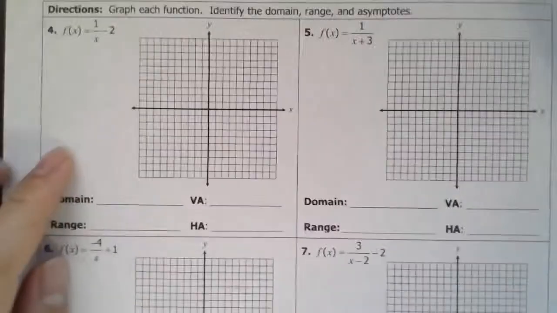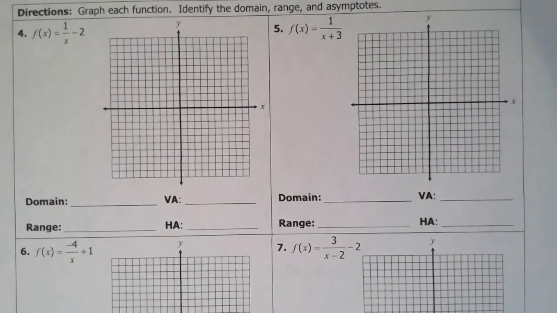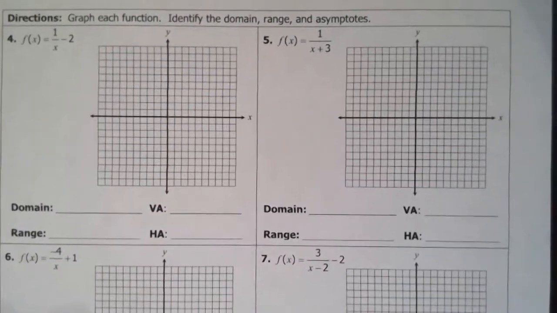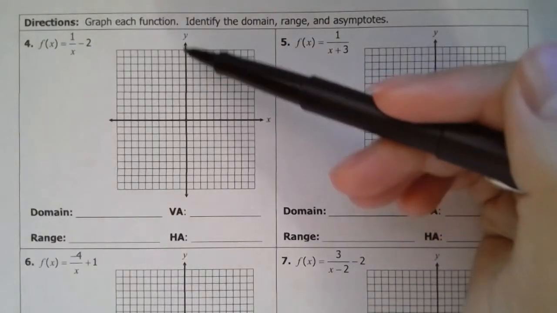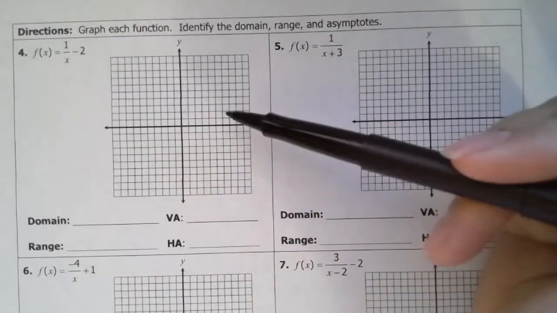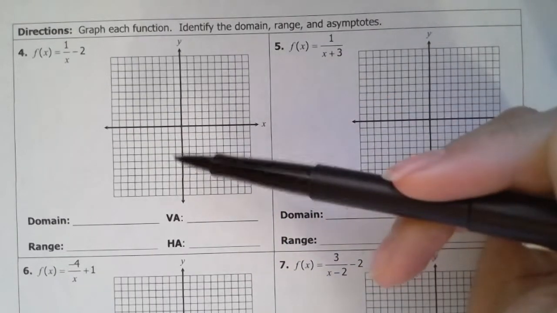Alright, so moving on, I should mention that I am not going to allow you to use a calculator for this test. So yes, you do need to know how to work these out, okay? And they're not that difficult if you understood the previous page, okay? It says graph each function, identify the domain, range, and asymptotes. So we already know what the parent function looks like. It starts with vertical and horizontal asymptotes right at the axes, right?